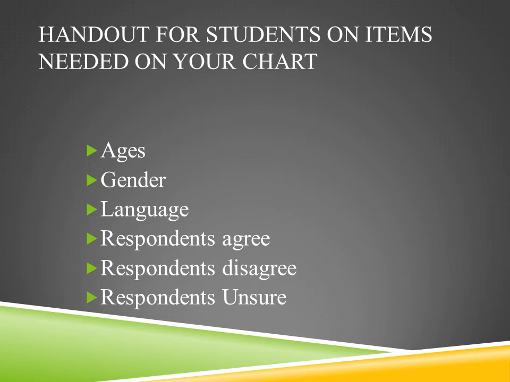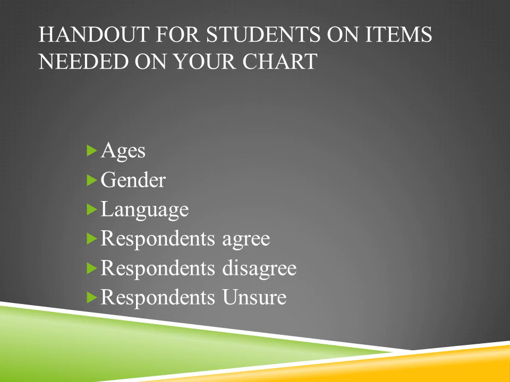The information, I put this back up here. You have the handout on that for the information that needs to be in your chart. It's the age, gender, language, response agree, which will be at the top of your chart. Response disagree. Response unsure. Respondents unsure. Respondents agree. And respondents disagree. I'm sorry, I read that incorrectly. You would need to have that at the top of your chart.